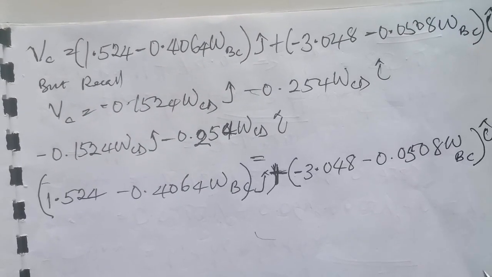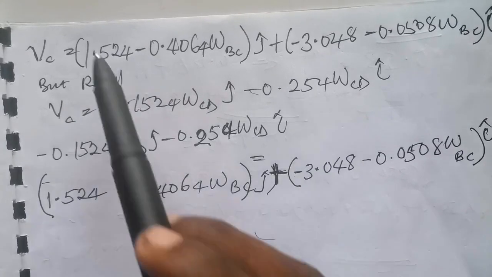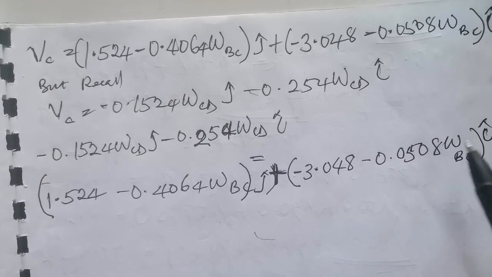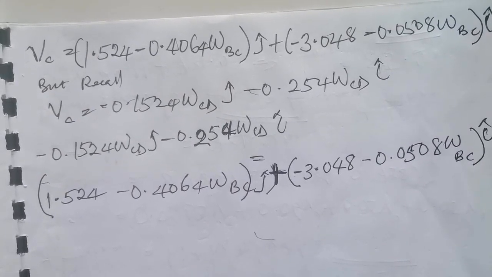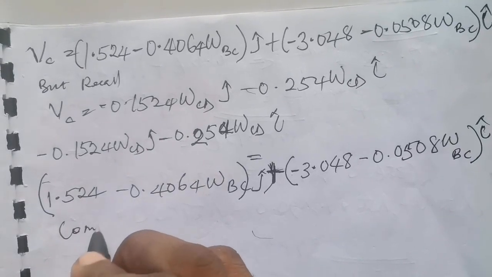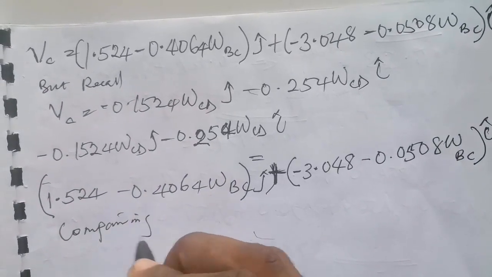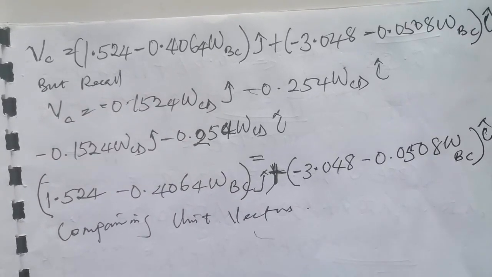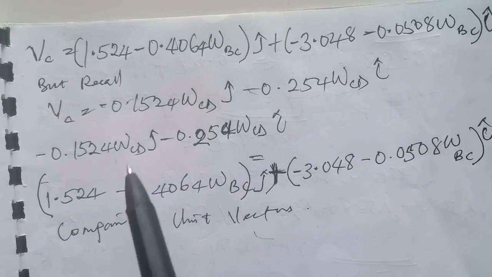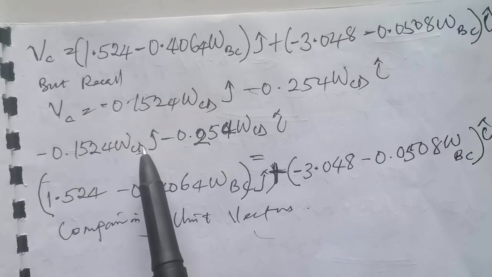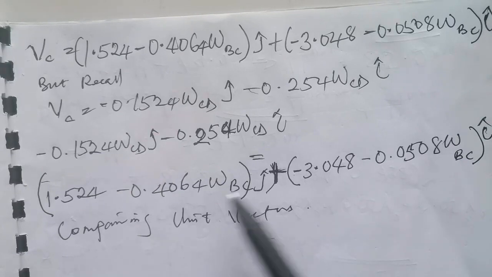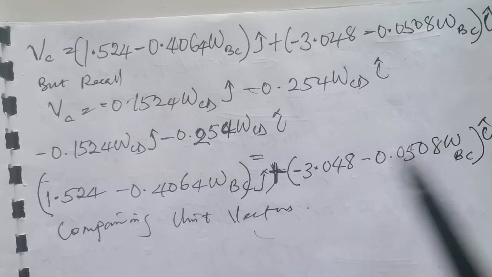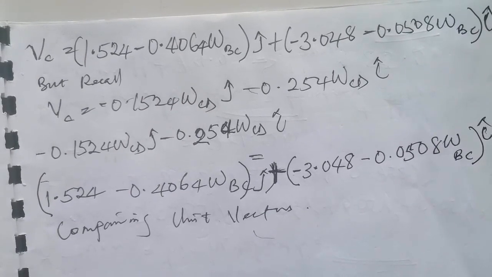So equating the two, we have this for VC equal to this, the whole of this equal to the whole of these values. Now what we'll do at this point is compare like terms in unit vectors. Those in the I direction on this side of the equation will be equal to those in the I direction on the other side, and those in the J direction on this side will be equal to every term in the J direction. So we are simply comparing like terms in unit vectors.